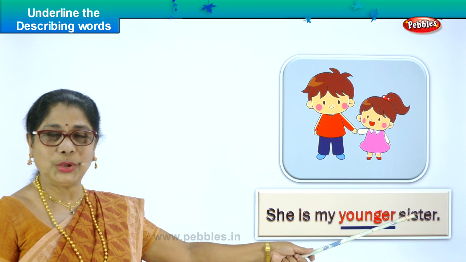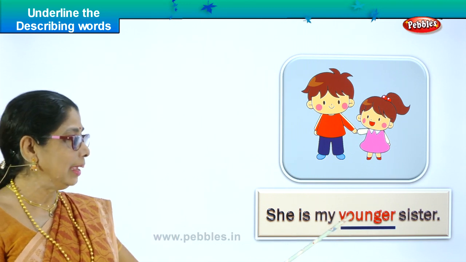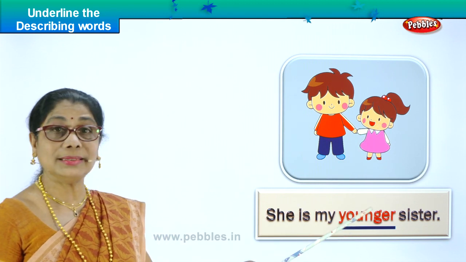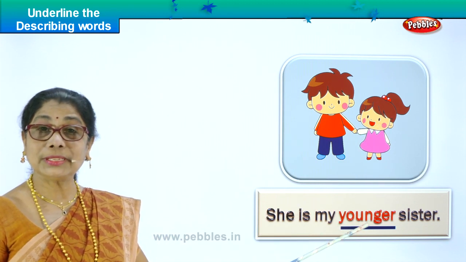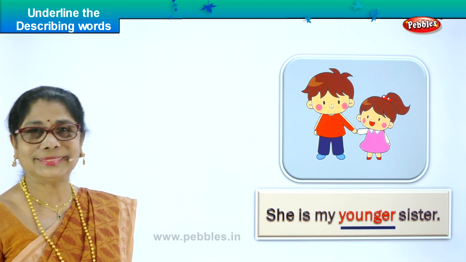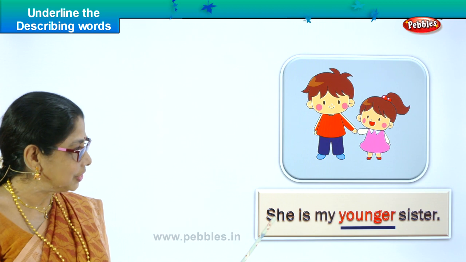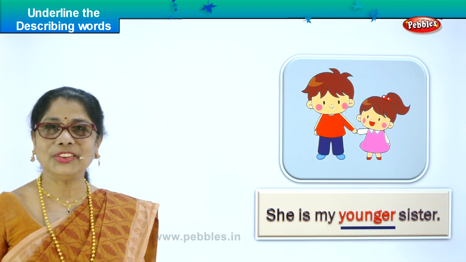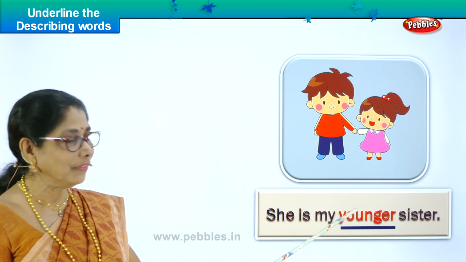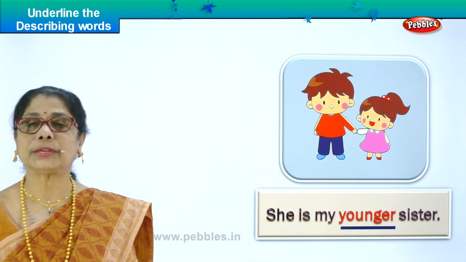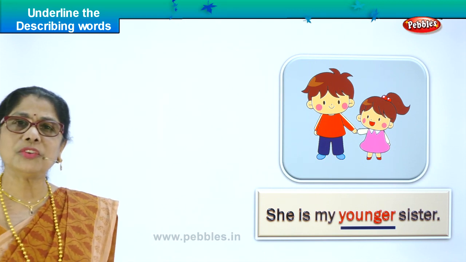Yes? Good. She is my younger sister. Younger, smaller. So it discusses how big. Big or small? Younger. Read the sentence. She is my younger sister. Good. So you learned to read the sentence and identify the descriptive word for the sister. Good. Let's take another picture, children.